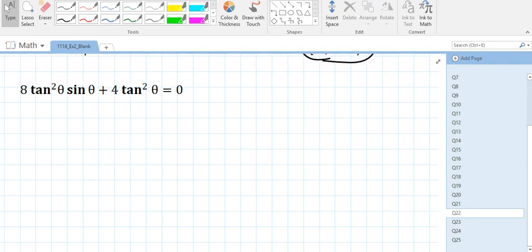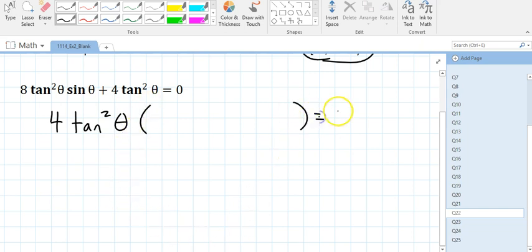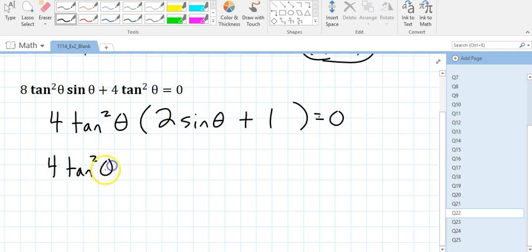Yeah, just a GCF again. What's the GCF? 4 tangent squared. Okay, because both numbers can be divided by 4. So what's left? 2 sine theta plus 1. Okay. So what do we do now? Set them equal to 0. A lot like what we just did in the previous one. Tangent squared theta equal to 0. 2 sine theta plus 1 equal to 0.